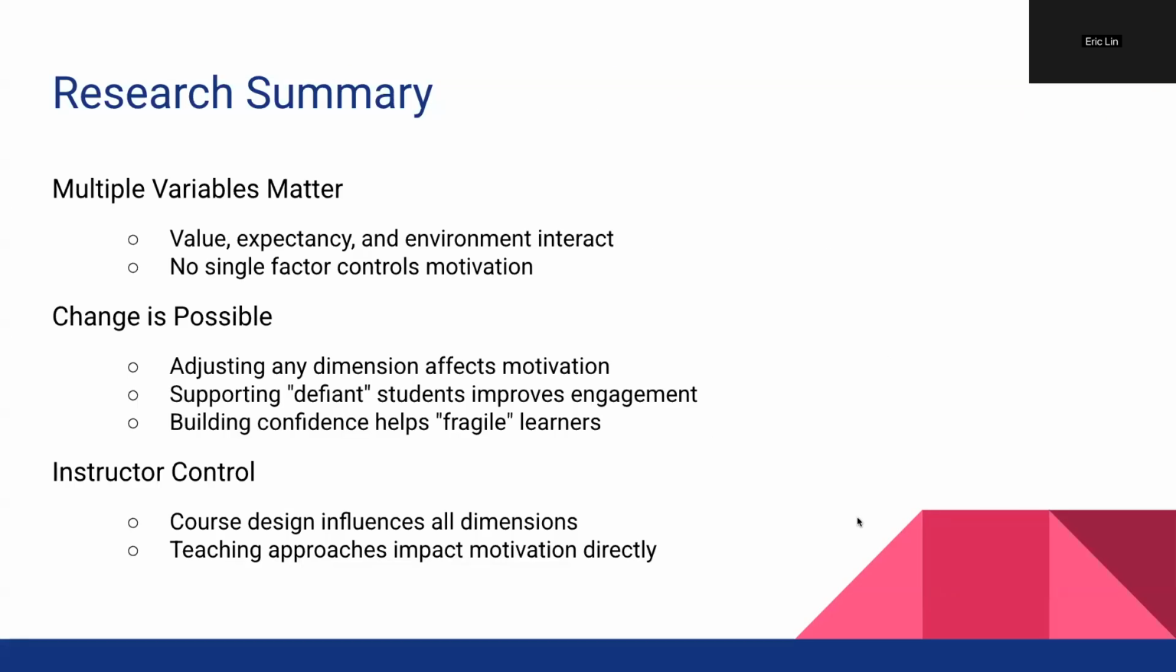Research summary. The research reveals that motivation is driven by three interacting factors: value, expectancy, and environment. No single factor works alone in determining motivation levels. These elements work together in complex ways to influence how students engage with learning. An encouraging finding is that motivation can be modified through targeted interventions. By making adjustments to any motivational dimension, we can positively impact student engagement.